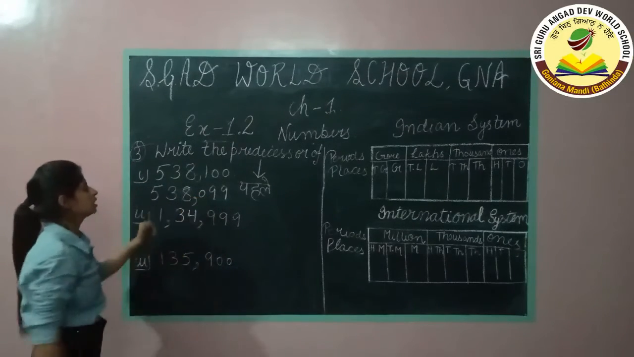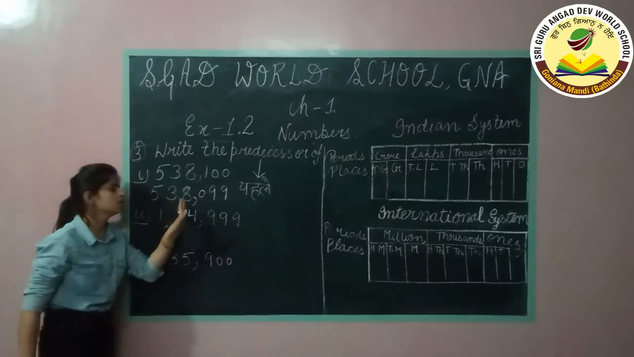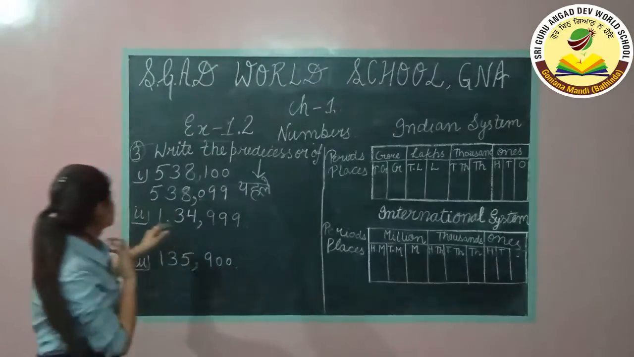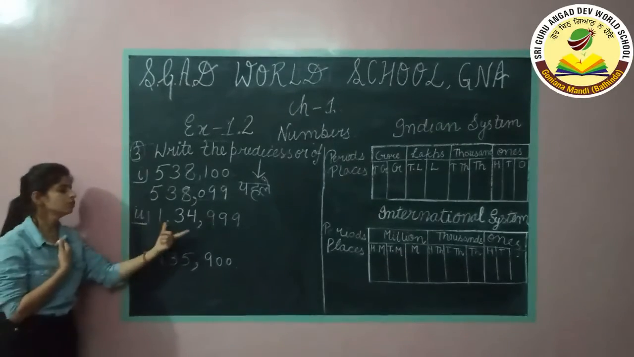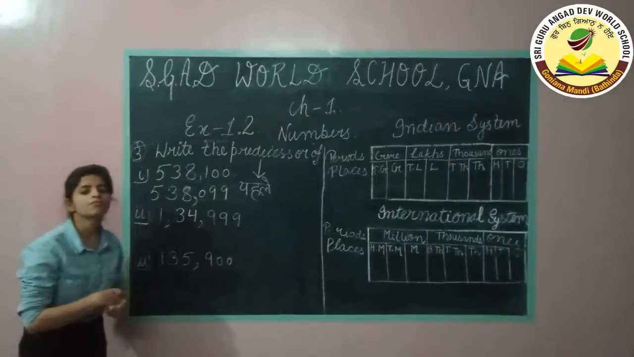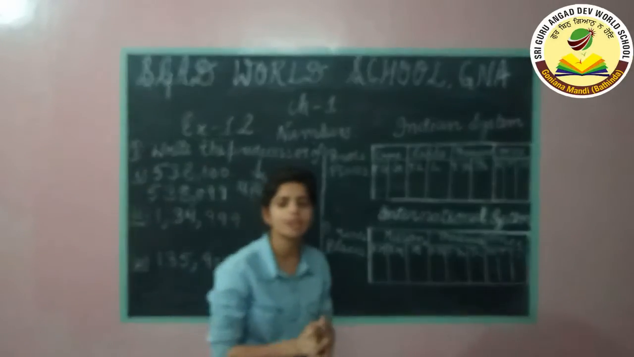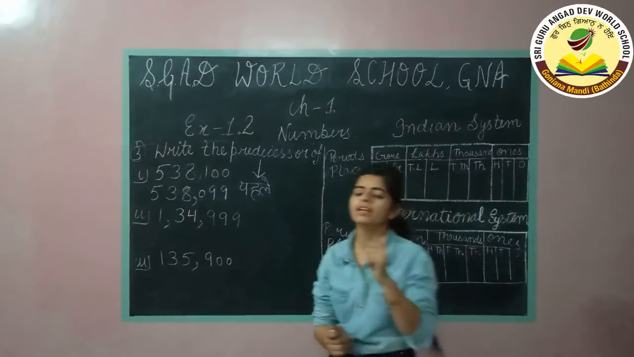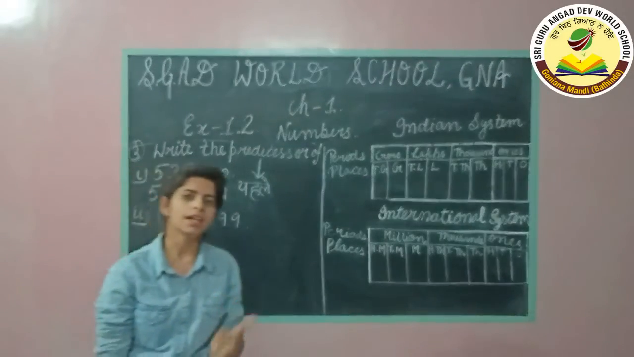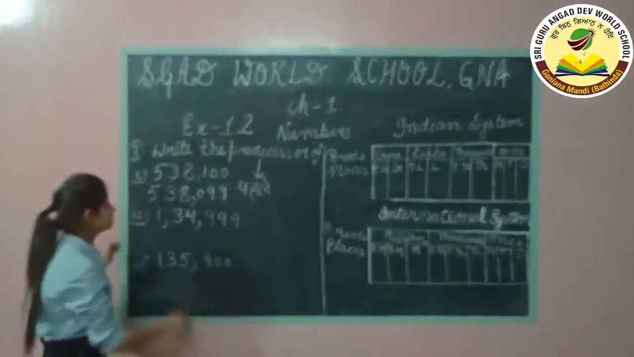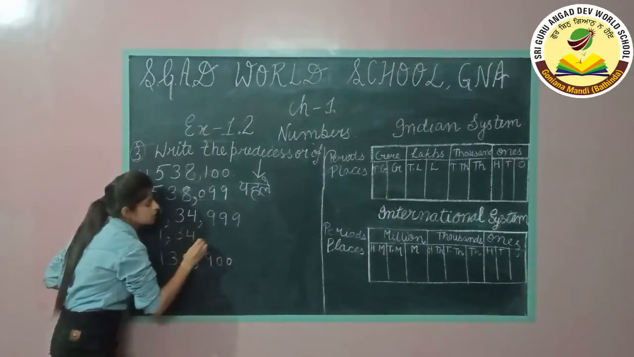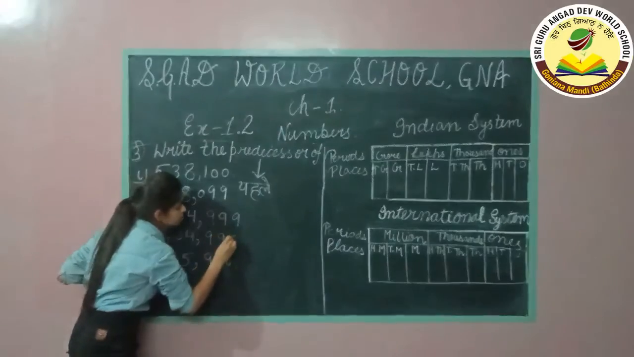So we write the number 538,099. In the second question, we find the predecessors. The second question is 1,34,999. What comes before 99 is 98. So the predecessor of this is 1,34,998.